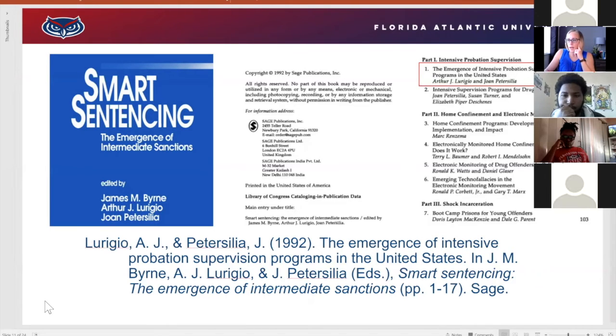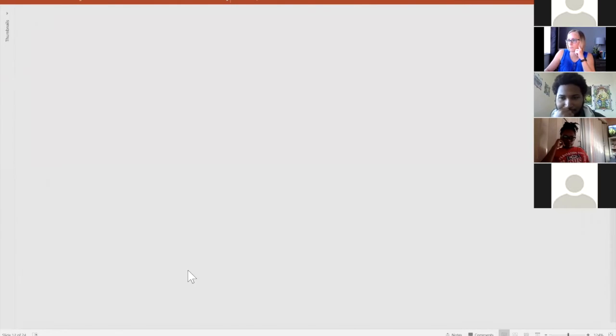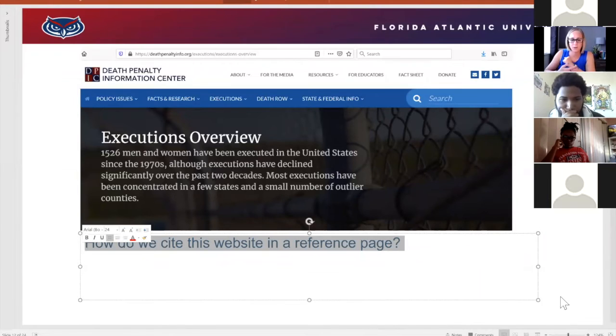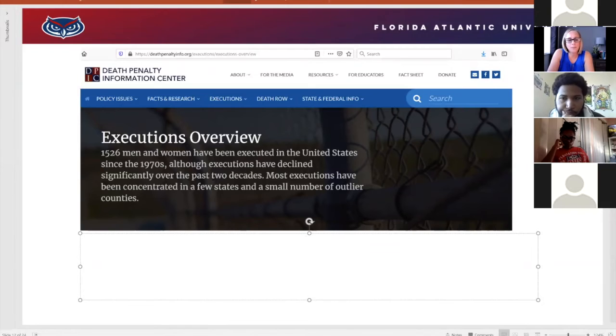So let's look at a website. Nope, not there yet. All right, so I've taken a screenshot from the Death Penalty Information Center, which is currently one of my favorite websites. All right, so if we're gonna cite a website in the reference page, because this website does not have an author, okay, sometimes you'll go to a website and it will say that this is the author of this page, okay? You would use the author's name, as we've been doing in the past.